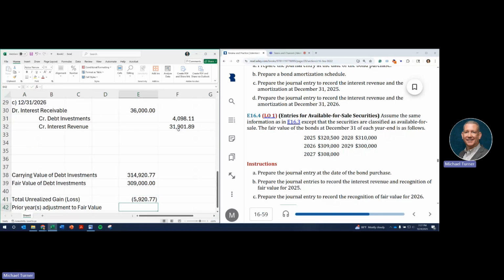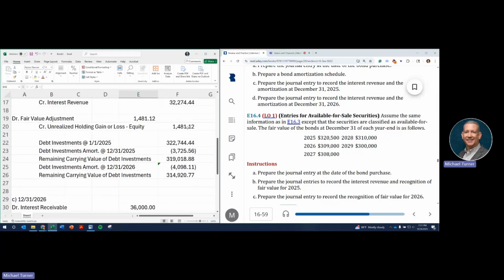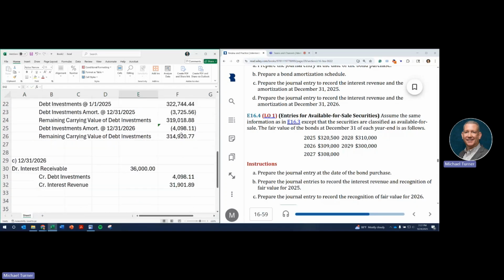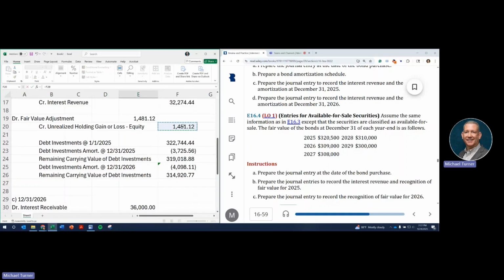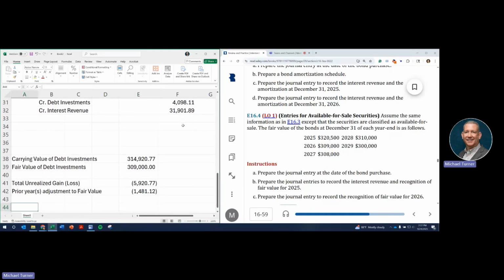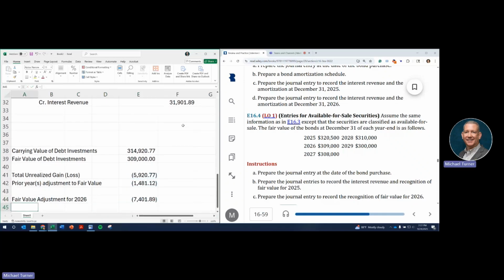However, some of this we've already recorded. What did we record previously? We reported a gain, an unrealized holding gain of $1,481.12 in the prior year. So we're going to have to adjust for that. Subtract that gain out, $1,481.12, means that my fair value adjustment for 2026 is the combination of those two amounts, $7,401.89. Now I can make my journal entry.